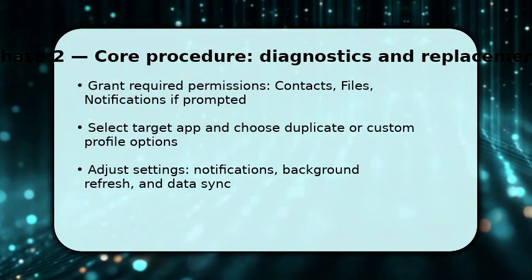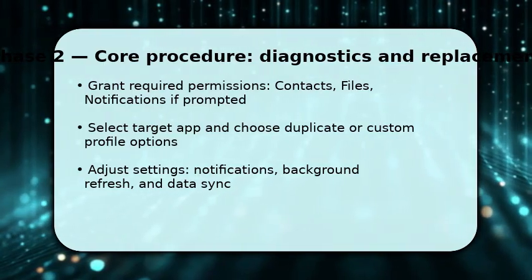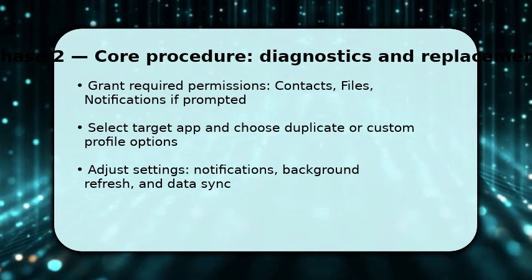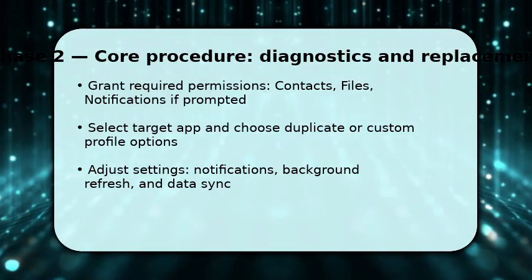Once selected, map data sources and tweak settings. Disable background refresh if you want separate battery profiles, or enable selective sync to keep accounts independent. Make sure to confirm each screen. The app applies changes immediately.